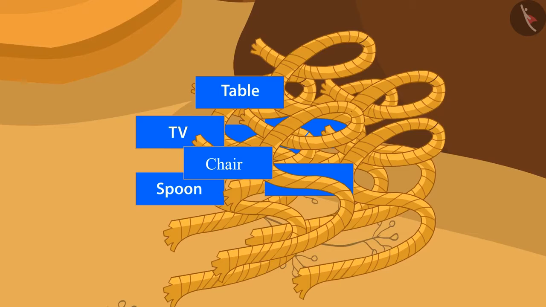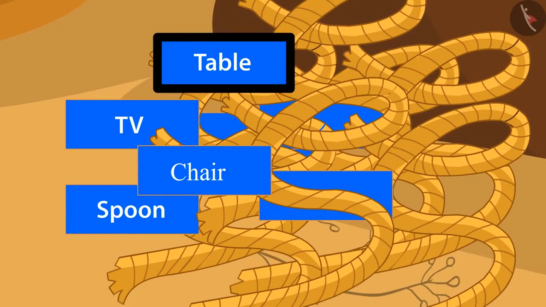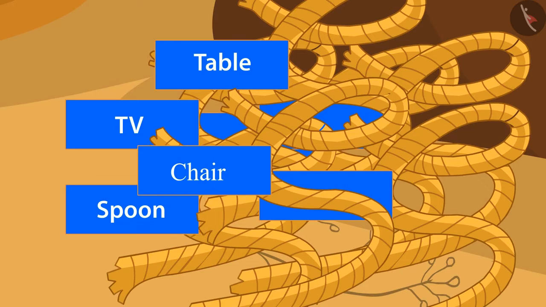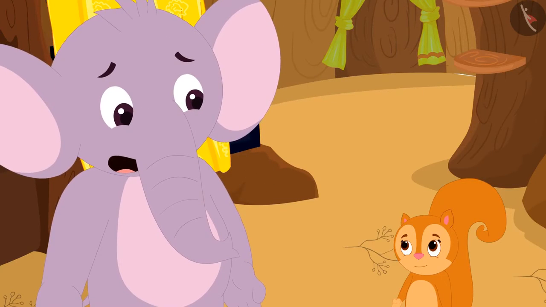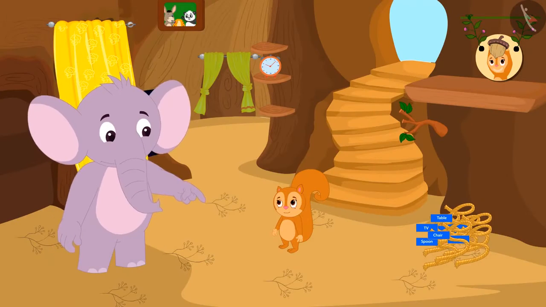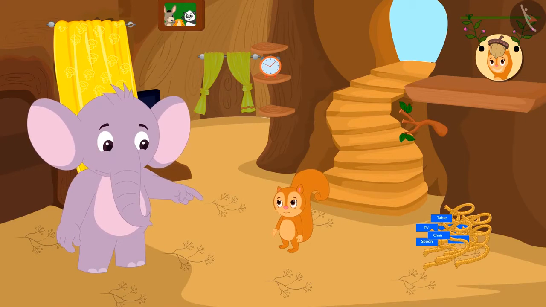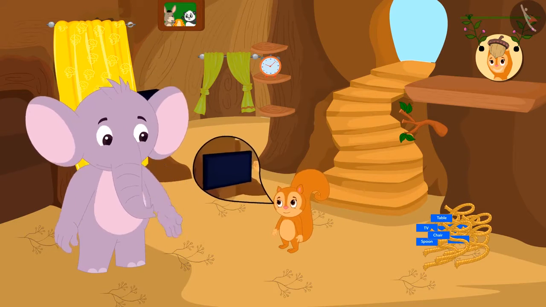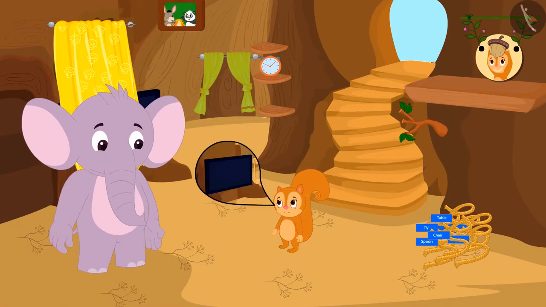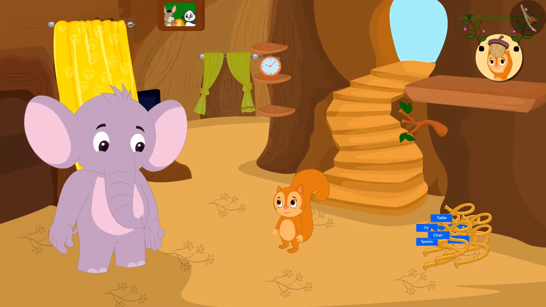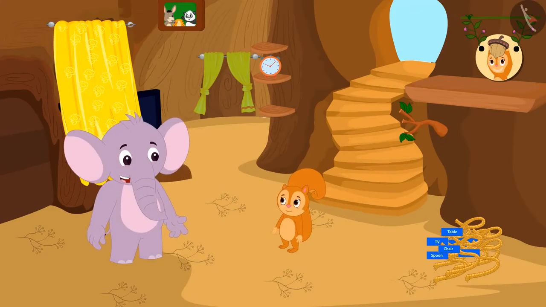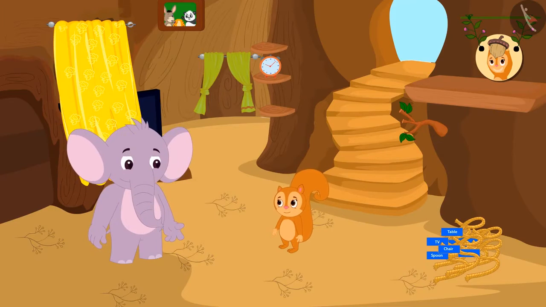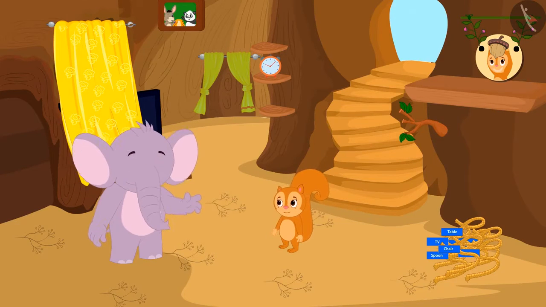And on every rope, something like the name of TV, table, spoon, etc. was written. Appu was shocked to see this. When he asked Chanda, she told him that she had measured the length of various objects in her house with the help of ropes. Appu laughed. He asked Chanda a question.